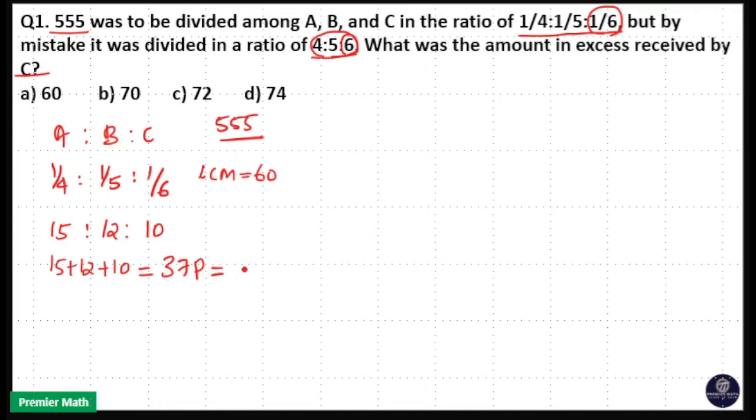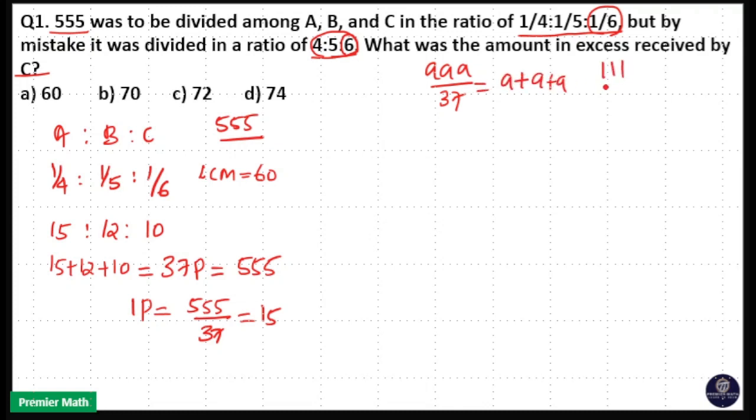37 parts is equal to 555. So 1 part is equal to 555 divided by 37. That is 15. How will you find it? If you have triple A divided by 37, your answer will be A plus A plus A. If you have triple 1 divided by 37, your answer will be 1 plus 1 plus 1. So, same way, if you have triple 5 divided by 37, your answer is 5 plus 5 plus 5, 15.